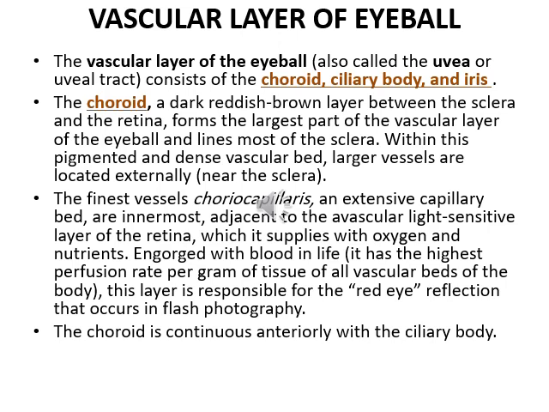Within this pigmented and dense vascular bed, we have larger and tiny vessels. The larger vessels are located externally near the sclera, while the fine vessels, which we call the choriocapillaries, are adjacent to the retina so that they can supply the retina with blood, because the retina needs a huge blood supply for the photochemical visual process.